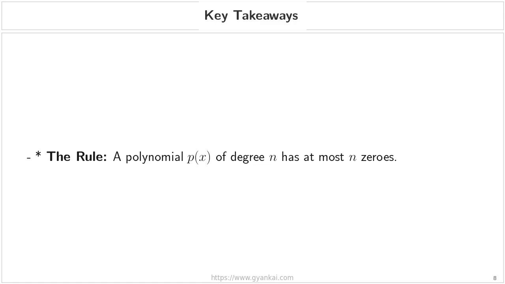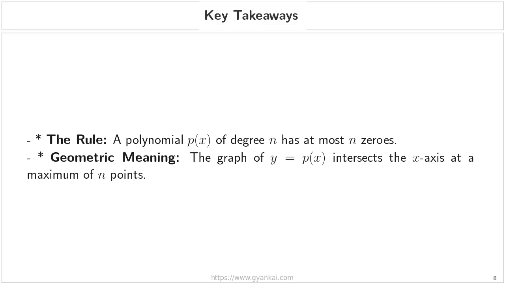Key takeaways. First and foremost, remember the fundamental rule we've been discussing. A polynomial, which we call p of x, if it is of degree n, will have at most n zeros. To put this into a visual perspective, as we saw when we looked at the graphs earlier, the geometric meaning is that the graph of y equals p of x will intersect the x-axis at a maximum of n points.